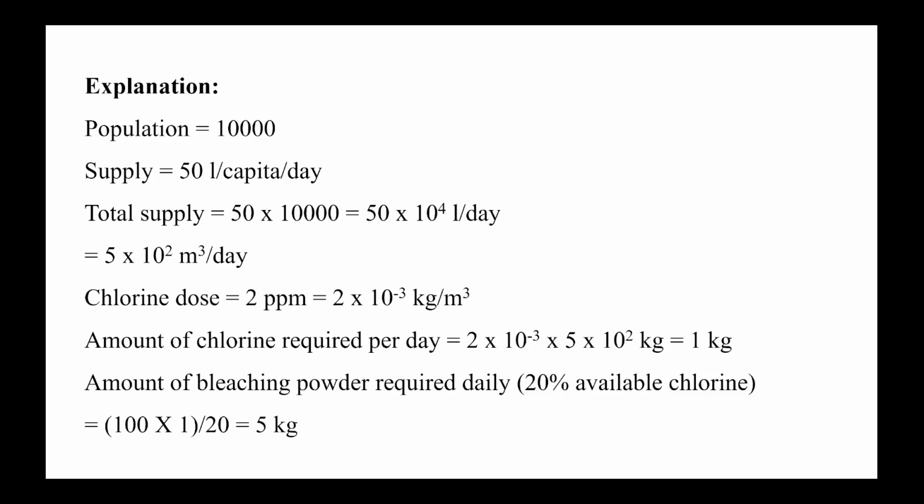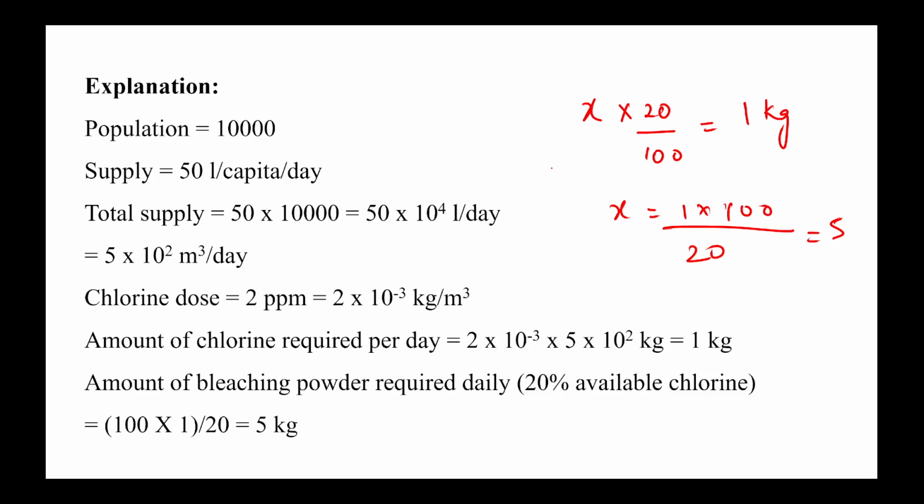Now in bleaching powder only 20% of chlorine is available. So if I require 1 kg of chlorine, let's say I will require X kgs of bleaching powder. So 20% of X should be equal to 1 kg, right? So X will be 1 into 100 by 20. That is what we have done here. So this will be equal to 5.